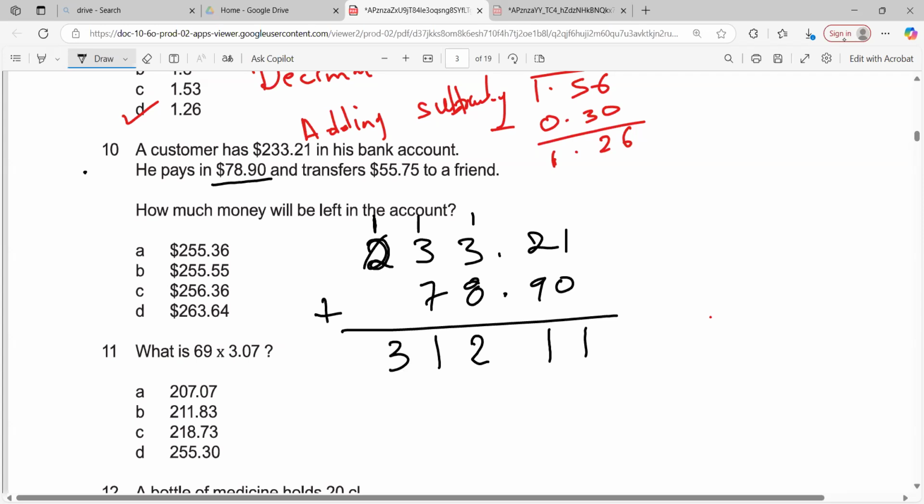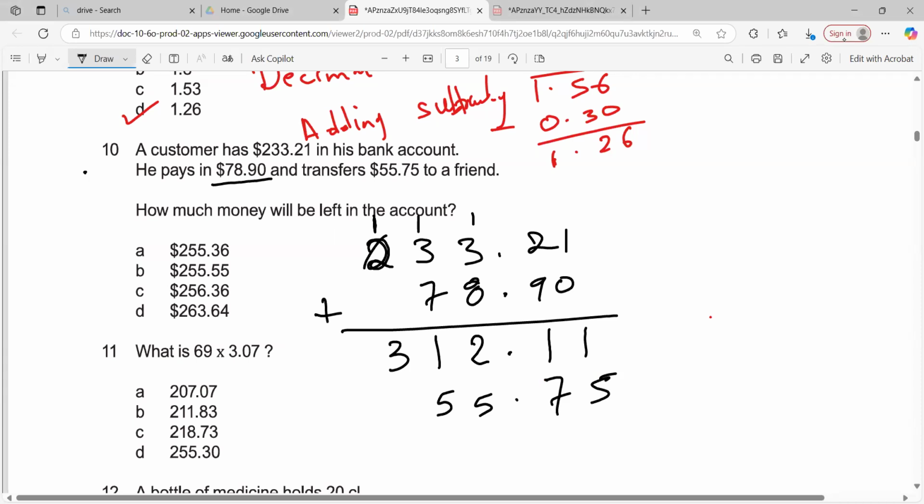So, sir, put the point between the 2 and the 1. Yes. So then it says it transfers 55.75 to a friend. So you're going to write the 55 under the 12, point, the 75 under the 11.